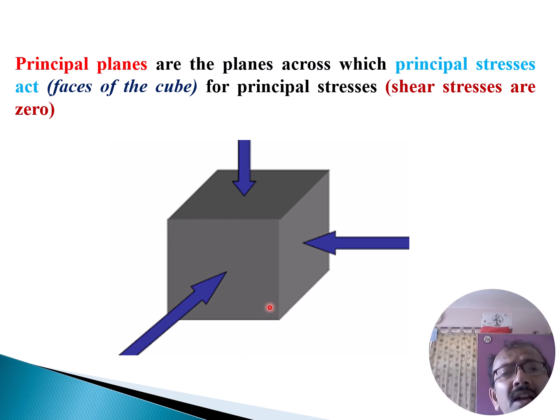So here, if you see the diagram, the principal planes are the planes across which principal stresses act. So this is the principal stress, and this is the principal plane. That means principal stresses act perpendicular to the principal plane. That's why it is written that principal planes are the planes across which principal stresses act, the faces on the cube. So these are the principal planes. For principal stresses, shear stresses are zero. So on the principal plane, there is no shear stress.